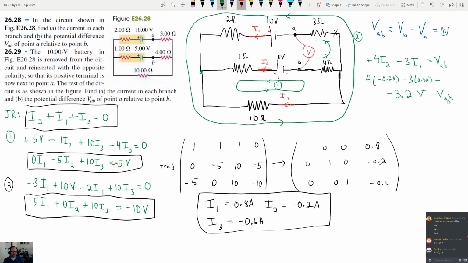Now we can ask ourselves which potential is actually higher. We went from B to A, and we got negative 3.2. That means that point A is 3.2 volts lower than point B. So to put that in numbers, if, for example, I said that point B had a potential of 0 volts, what would the potential of point A be?